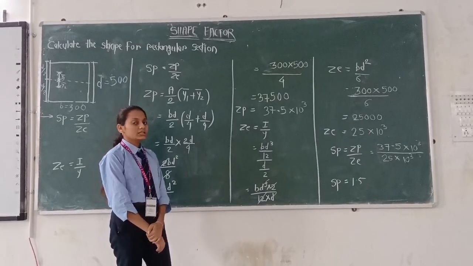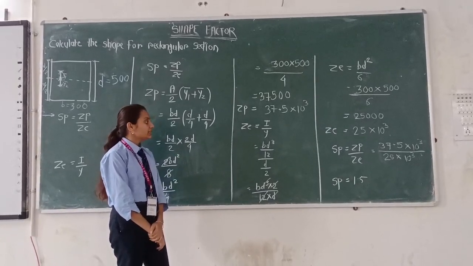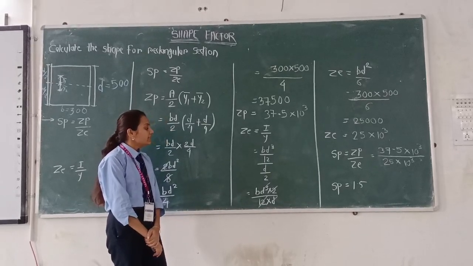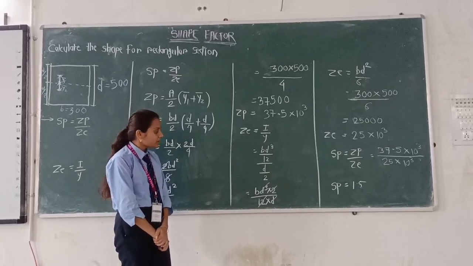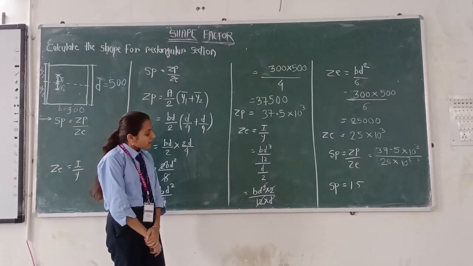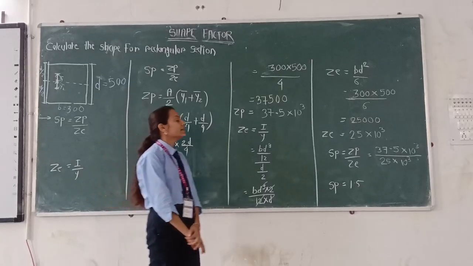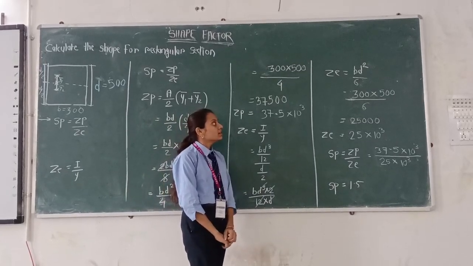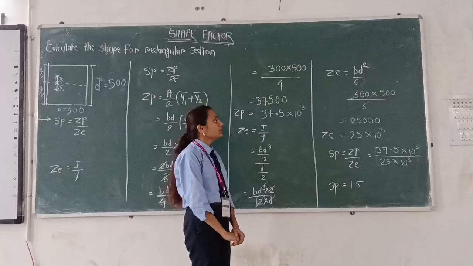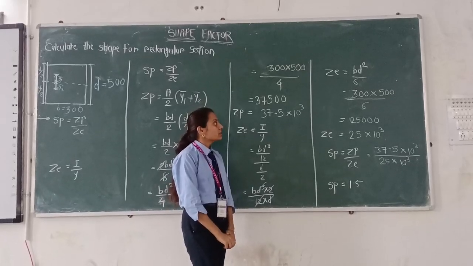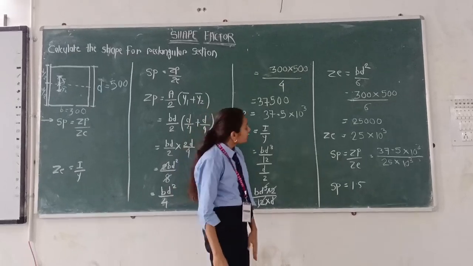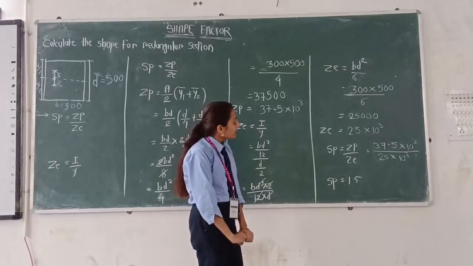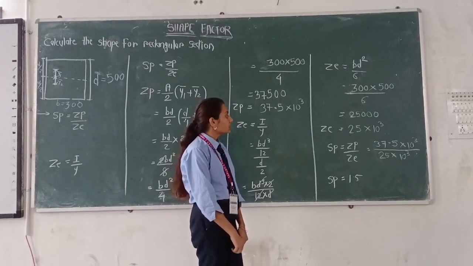ZD is equal to E by Y is equal to BD cube into 12 D divided by 2, BD cube into 2 divided by 12 into D. ZD is equal to BD square upon 6, which is equal to 300 into 500 upon 6, answer is 25,000. ZD is equal to 25 into 10 to the power 3.